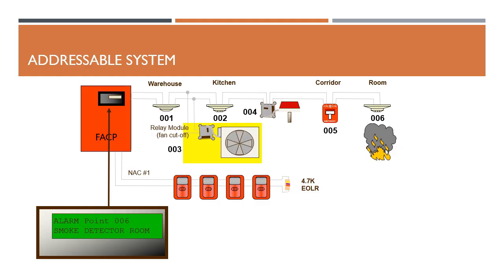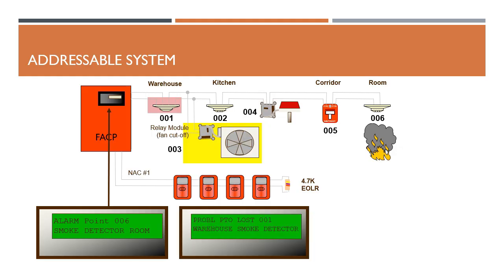Now, we have encountered a problem: we have damage in a detector, which is the detector with address 1 located in the warehouse. Automatically, our panel displays a signal of a trouble from point number 1. In the case of troubles, they should not activate the horns with strobes.